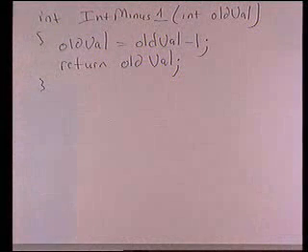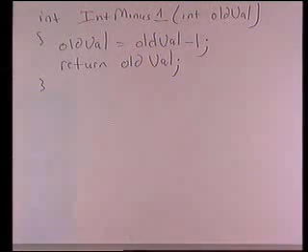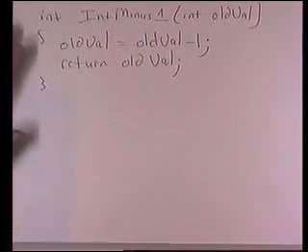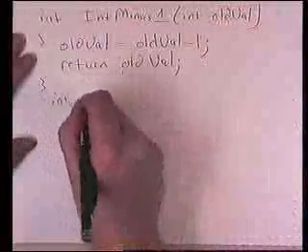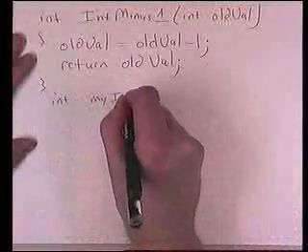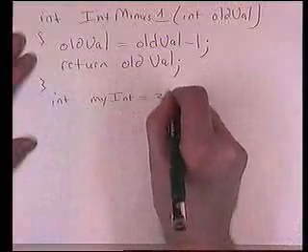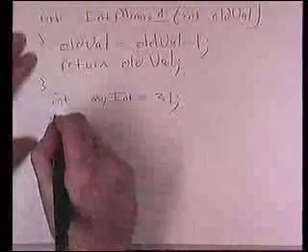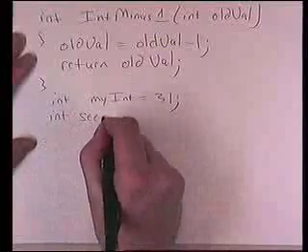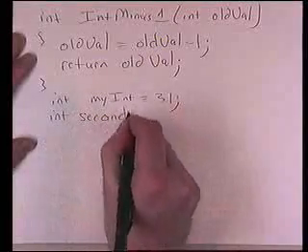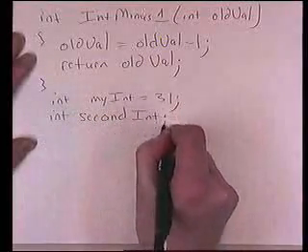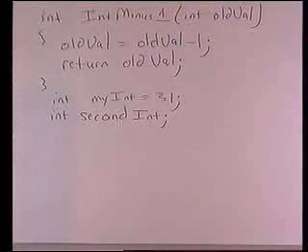Now, when we call this function, we need to send in either a value or a variable holding an integer. So first we need a few variables to store the results of the function and the value we're actually passing in. Let's say we have an integer myint, which we're going to store 31 in to start with, and also an integer second int, which in the beginning won't have any particular value.